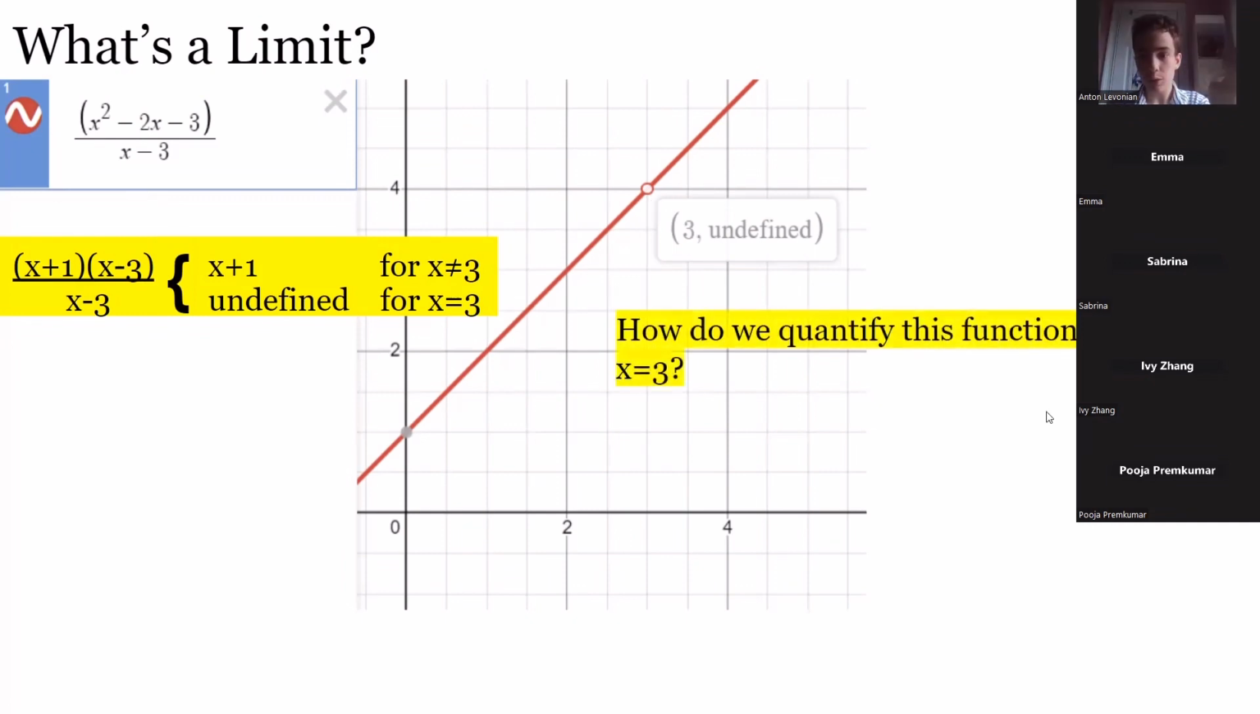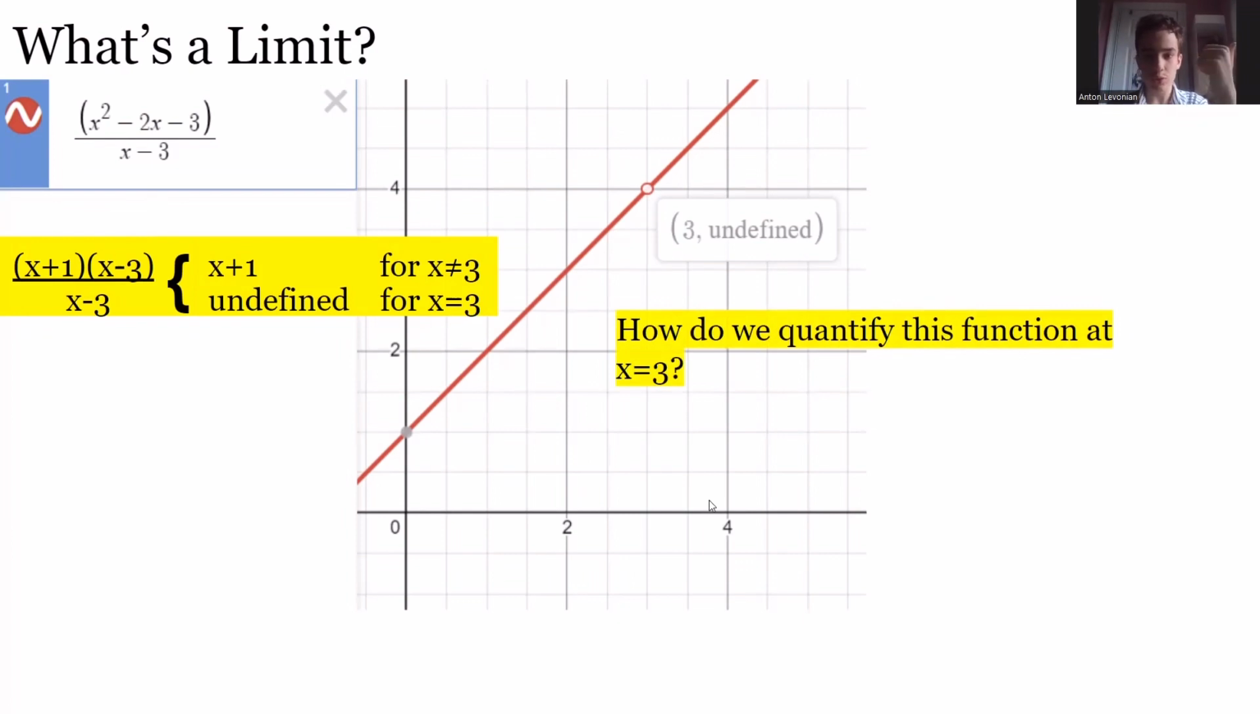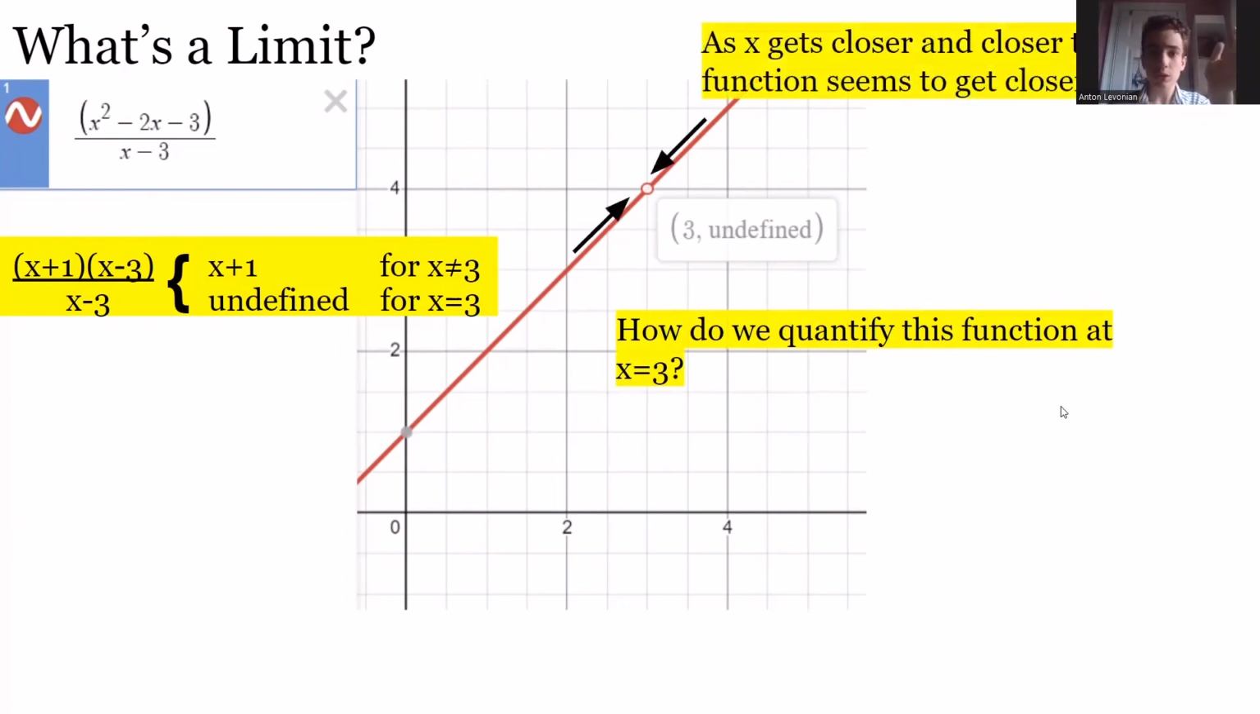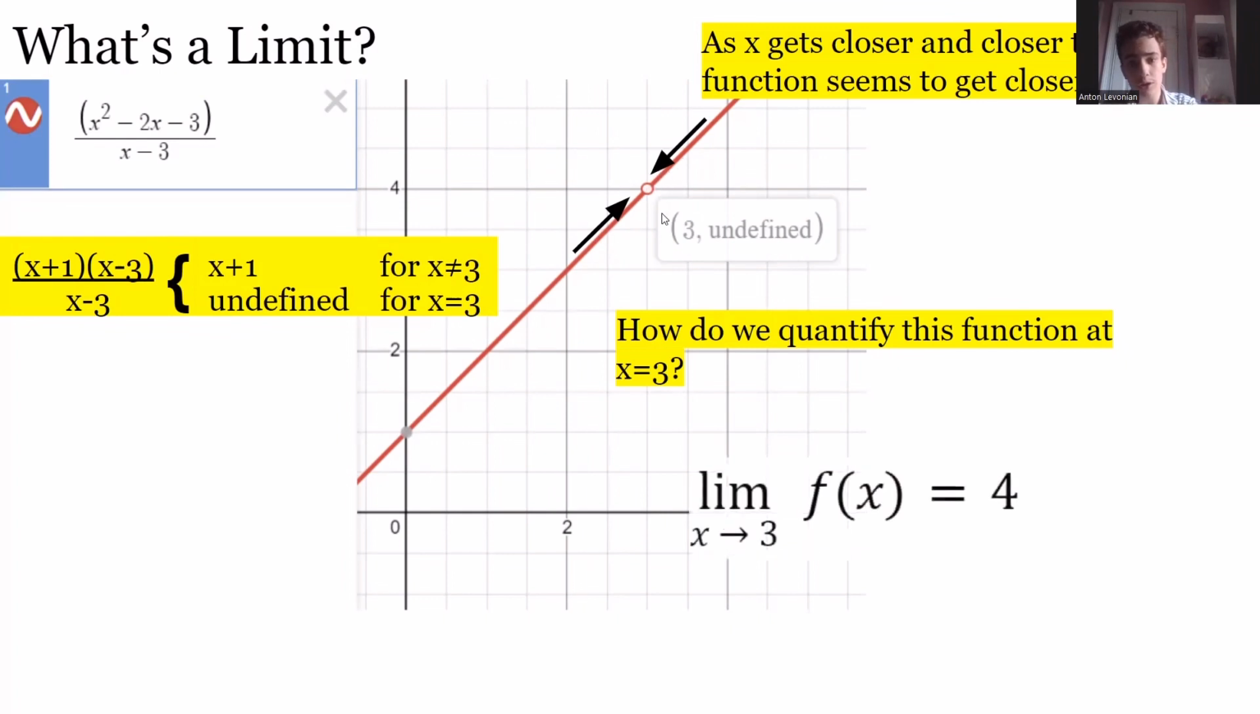And so how do we quantify this function at x equals 3? Well, instead of just thinking about how it's defined at x equals 3, we can think about what it gets closer to. So here, the function gets closer and closer to 4. If we approach x equals 3, the value of the function will get closer to 4. And so we can use this as an alternate way of quantifying the function at x equals 3 rather than just defining it there.